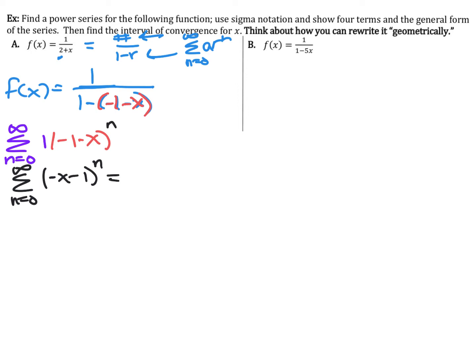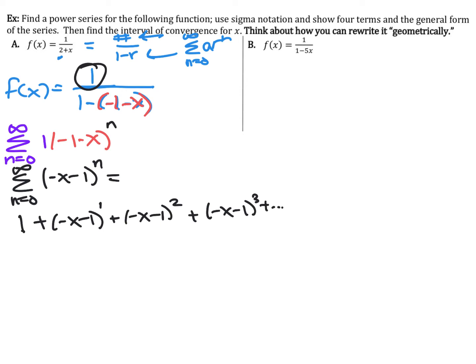But if I was going to expand this out, the first term is 1. It better be 1 because that's what it was here, plus negative x minus 1 to the first power, plus negative x minus 1 to the second power, plus negative x minus 1 to the third power, plus dot, dot, dot, plus negative x minus 1 to the nth power, plus dot, dot, dot. So this is just expanding out the series by listing, and it asked us to say the first 4 terms and the general term of the series.